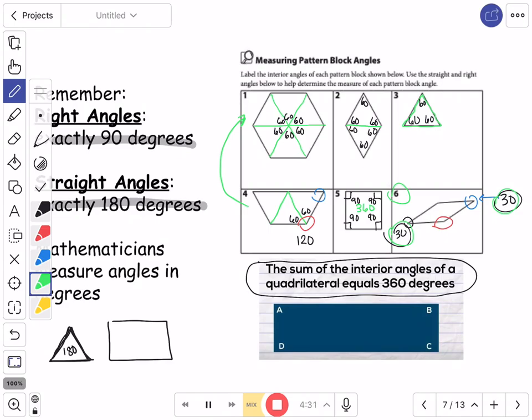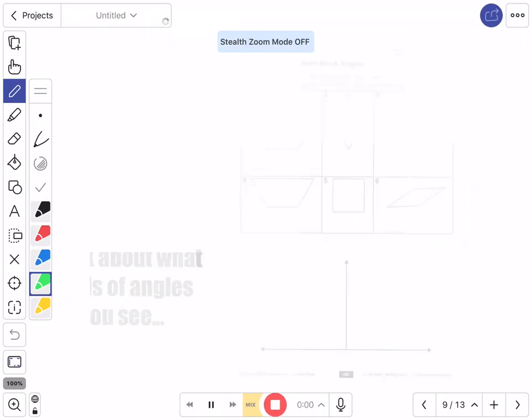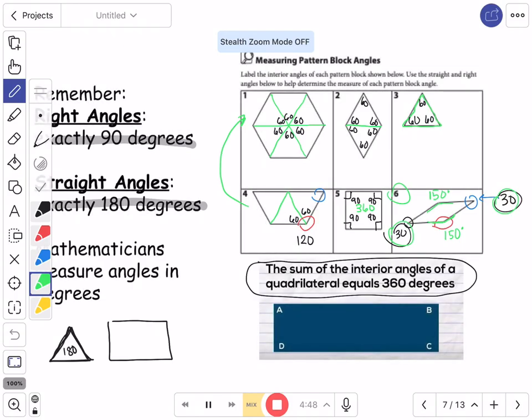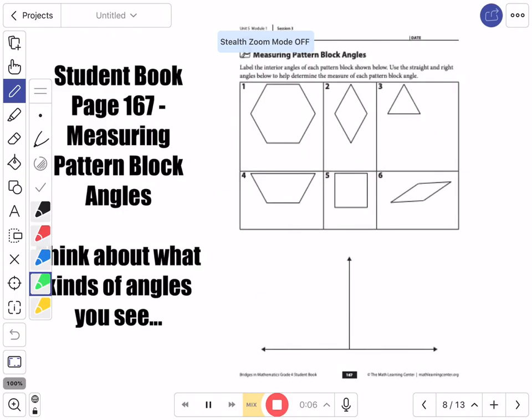So, knowing that, if we look at this stretched out rhombus right here, and I know that this is 30 and this is 30, I already have 60, which means I have 300 more to go. And I also know that these two angles are the same. So if I already have 60 and I need to get to 360, that would mean that this one is 150 degrees and this one is 150 degrees. Okay, so going on to the next slide, we have our student book, page 167.